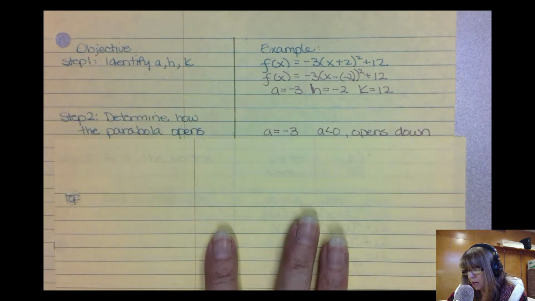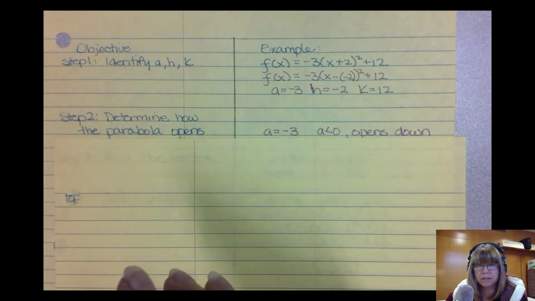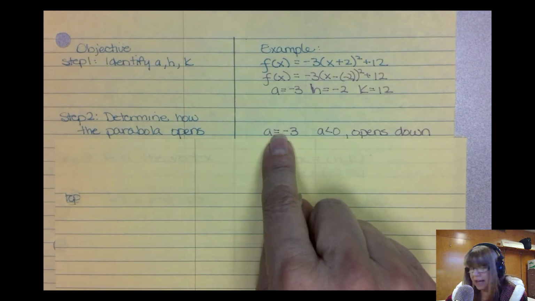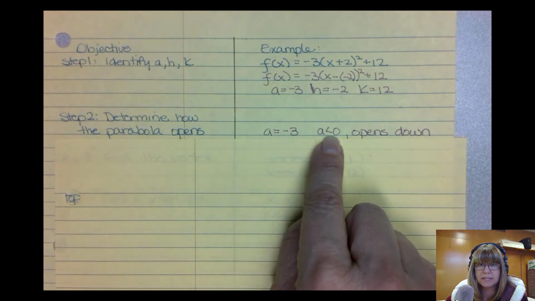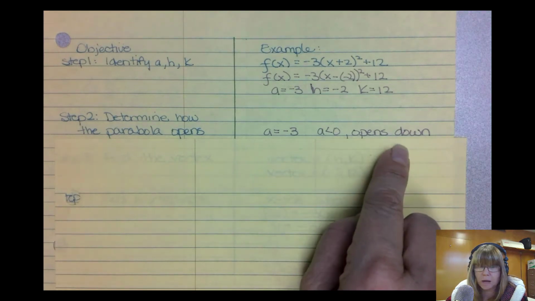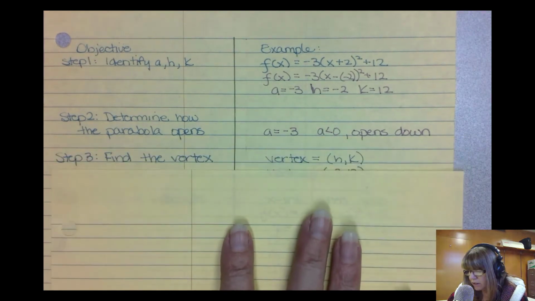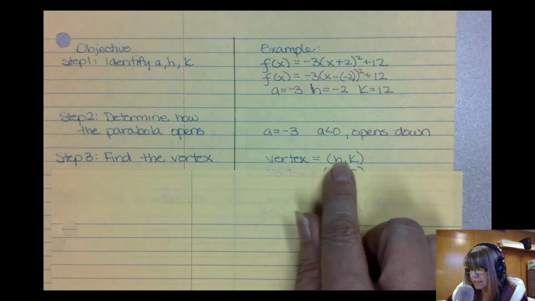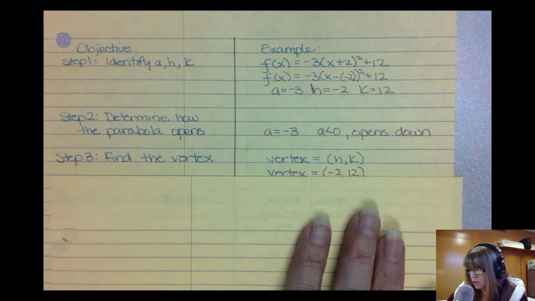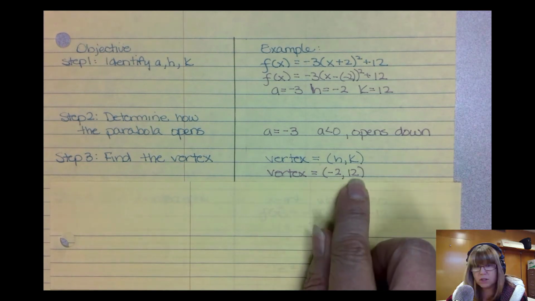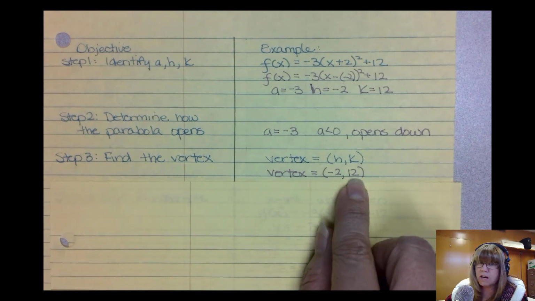Next step. Let's determine how the parabola opens. All right. Well, that has to do with our a value. A is -3, so this means it's less than 0. It opens down. Let's find our vertex. Our vertex is h, k. Well, our h value is -2 and our k value is 12, so our vertex is (-2, 12). So far, it's not too terrible.